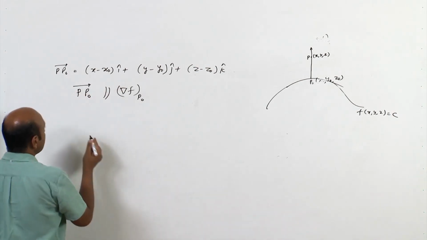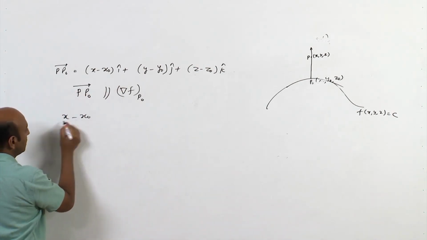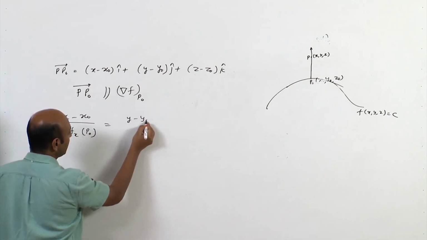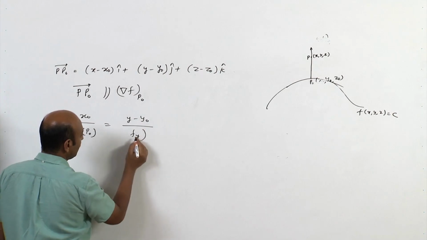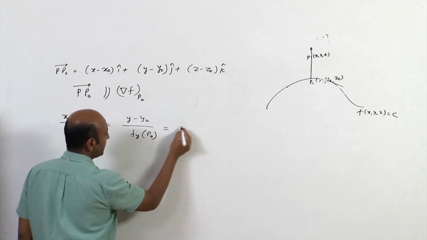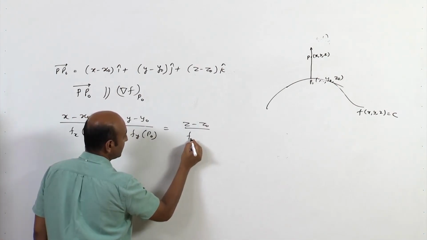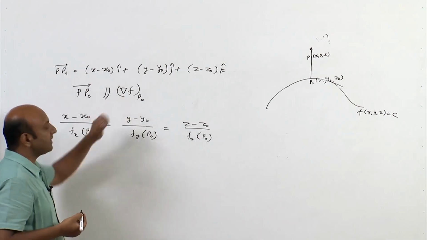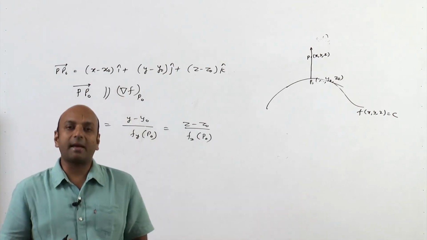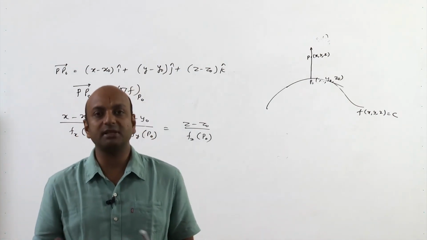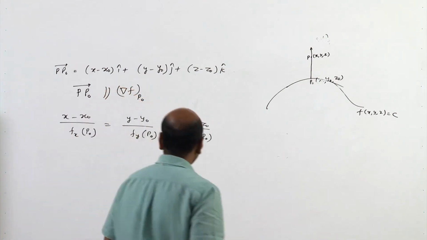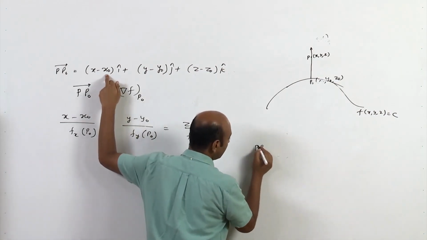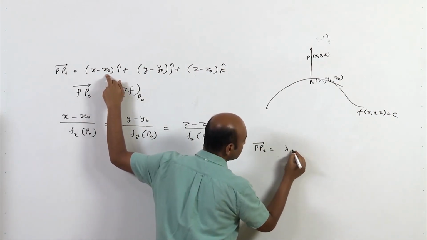That means (x minus x naught) upon fx at P naught will be the same as (y minus y naught) upon fy at P naught and (z minus z naught) upon fz at P naught, because this vector is parallel to this vector. Now, if two vectors are parallel, one will be lambda times the other vector. If this vector is parallel to this vector, any one of the vectors will be some lambda times the other vector.